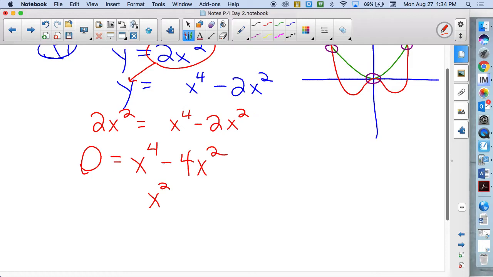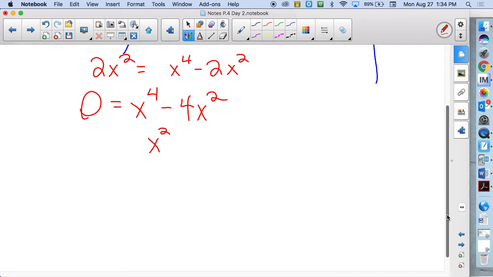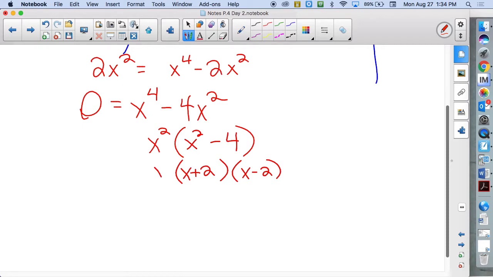What do they have in common? An x squared. So if you take out an x squared, what goes inside? X squared and then minus 4. Right. And then that's the perfect square binomial. That would factor as x plus 2 and x minus 2.